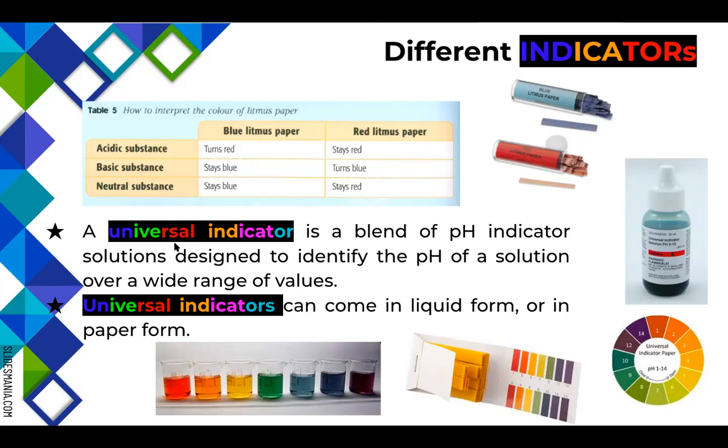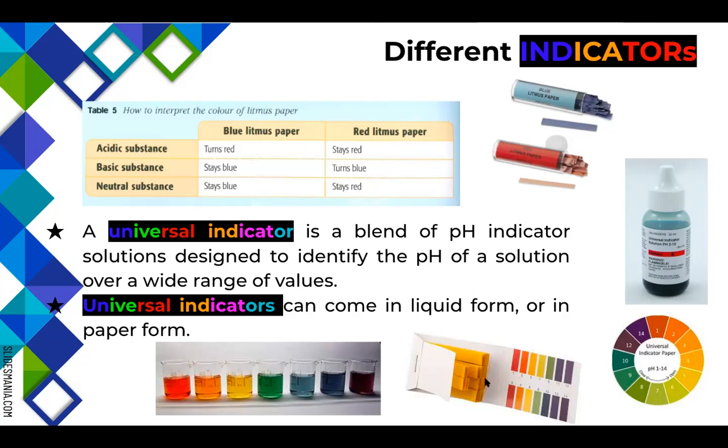So, as I mentioned before, a universal indicator is a blend of pH indicator solutions designed to identify the pH of a solution over a wide range of values. Universal indicators can come in liquid form. So, this over here is liquid. You would add it to a solution, and depending on the color it turns, you look at the color wheel, and it'll tell you the pH.